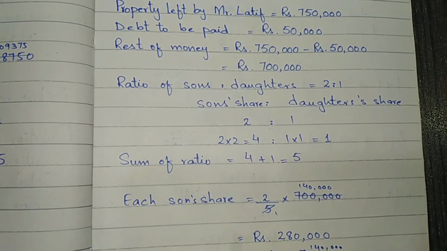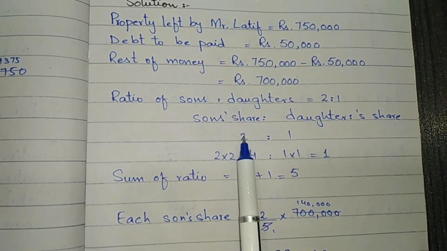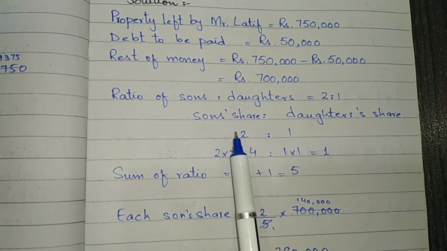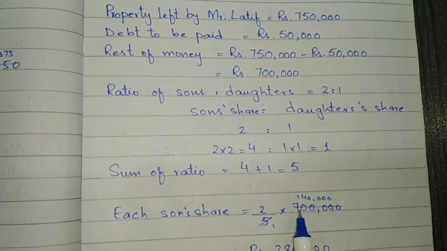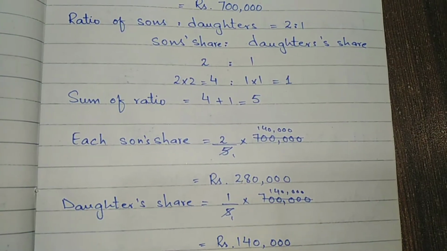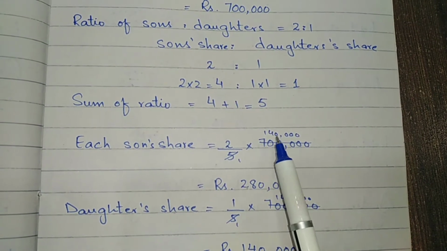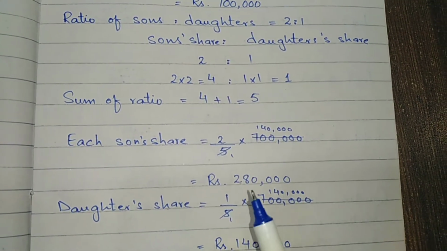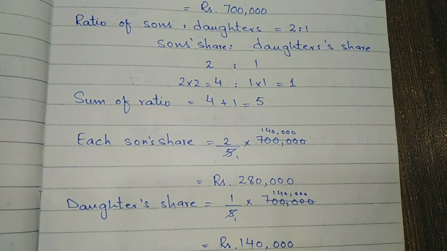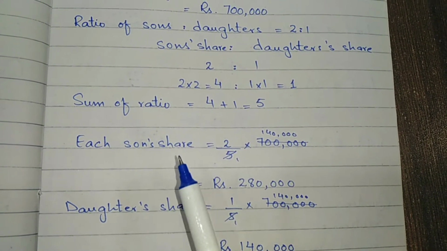Now we have to find the share of each son and daughter. So each son's share is equal to 2 divided by 5 multiplied by the total amount, the remaining amount, that is 7 lakh. And after cancellation we get 5 ones are 5 and 1,40,000 multiplied by 2. So rupees 2,80,000 has got each son.